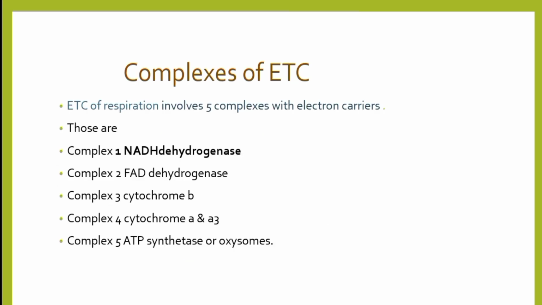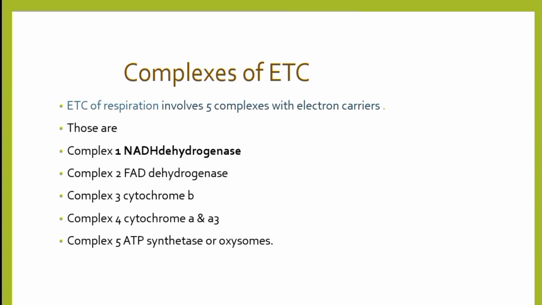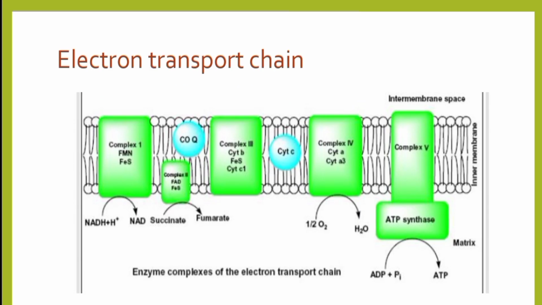There are five complexes, these are enzyme complexes with electron carriers. Complex 1 contains NADH dehydrogenase enzyme, complex 2 contains FAD dehydrogenase enzyme, complex 3 contains cytochrome B, which contains a heme group, and it also contains the enzyme. Complex 4 contains cytochrome A and A3, and the last complex is ATP synthetase, or oxysomes. All these together will transport the electrons and protons from the Krebs cycle and the glycolysis reaction.